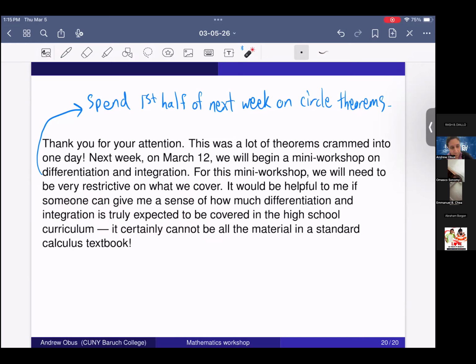I'm sure it's different at every school, and some schools you may not get to it at all, and sometimes you do. But if everything worked perfectly and you were ambitious, how much realistically would one want to cover in high school on differentiation and integration? I'll pose this question in the chat room, and I think we'll focus on that part of the differentiation and integration.